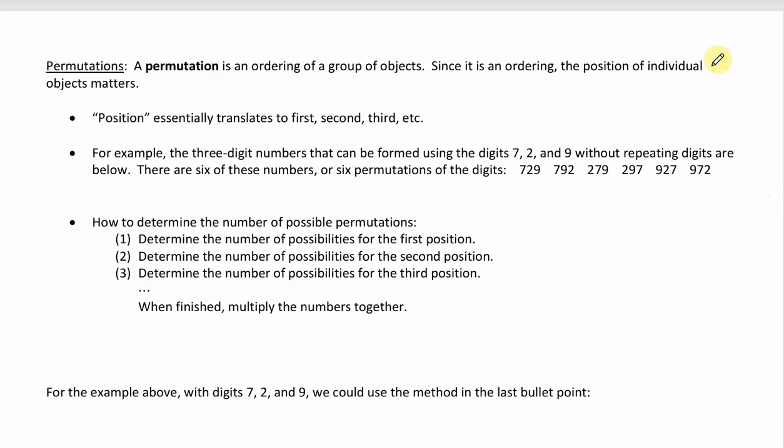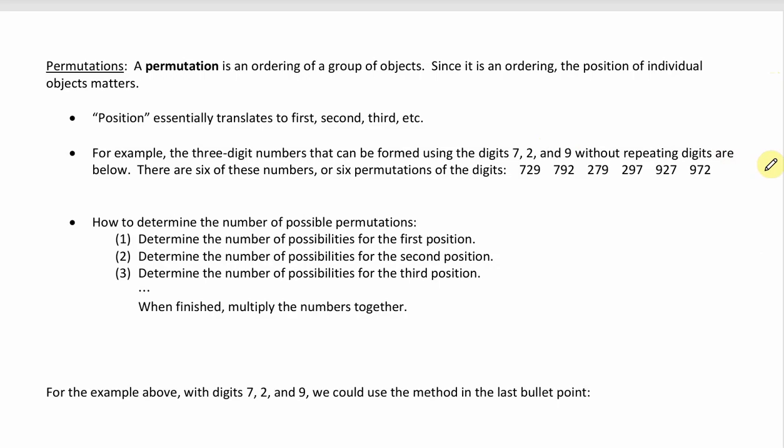So, like it says here, since it's an ordering, the position of individual objects matters. If one is in the first position or the second or the third, that's something different than the same values just rearranged. So, that's like this thing here with the 6-digit numbers. There are 3 6-digit numbers that you can make out of the digits 7, 2, and 9, and those are all distinct numbers, right? 279 is not the same number as 792, even though they have the same 3 digits.